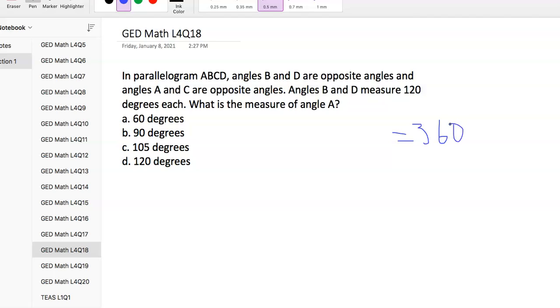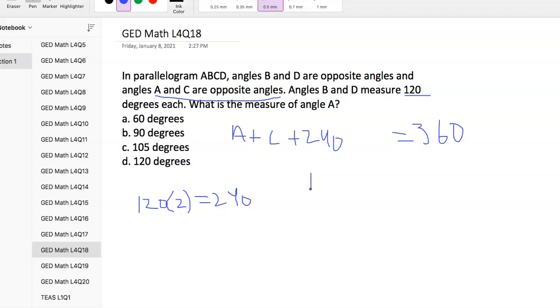It says angles B and D measure 120 degrees each. So 120 times 2 is 240. If you put those two angles together, they're going to total 240 degrees. And they want to know the measure of angle A. It says A and C are opposite angles, and opposite angles are equal, so A and C are going to be exactly the same. So we have A, we have C, we have the 240 degrees from angles B and D, and all that's going to add up to 360.